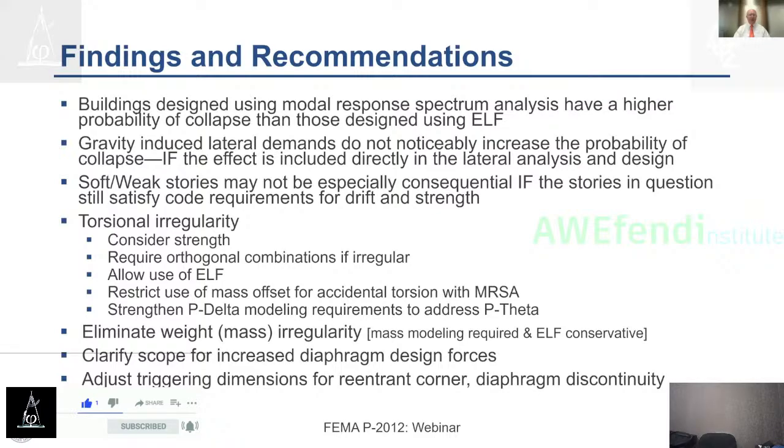For torsional irregularity, we found that it is good to consider strength. ASCE 7 previously had not considered strength, only stiffness. We found that considering strength was important. If we use the orthogonal combinations, they can help us if there are torsional irregularities.